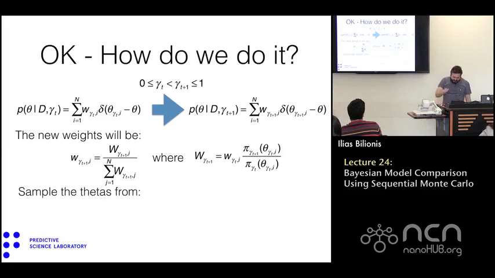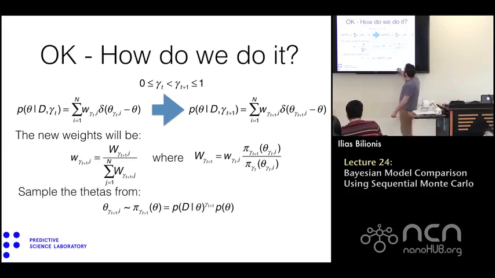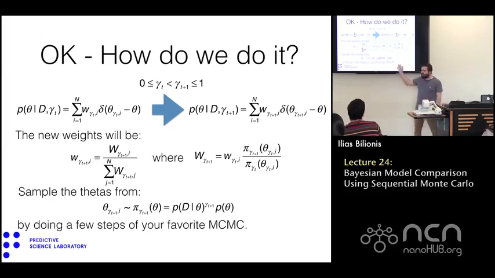Okay. So that's how you update the weights, and then to update the thetas, you need to sample from the new distribution. Now, to sample from the new distribution, you need a sampler, right? And that sampler could be your favorite MCMC. So you do need an MCMC. There is an MCMC in the background. Okay, and you use it right there.